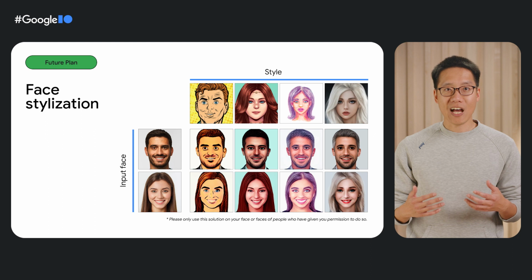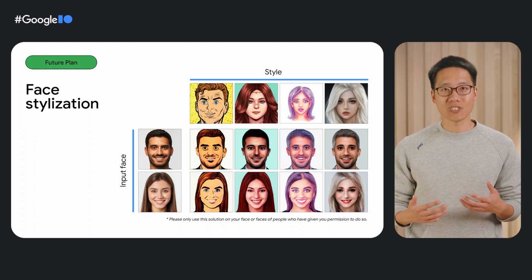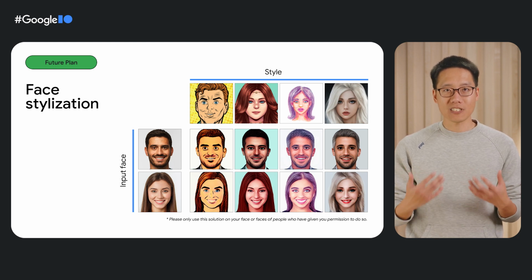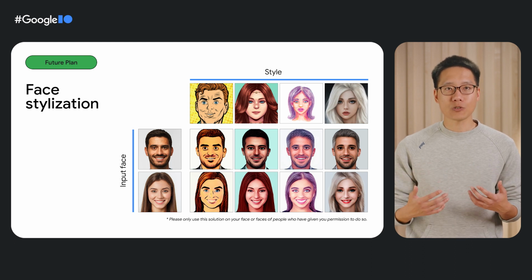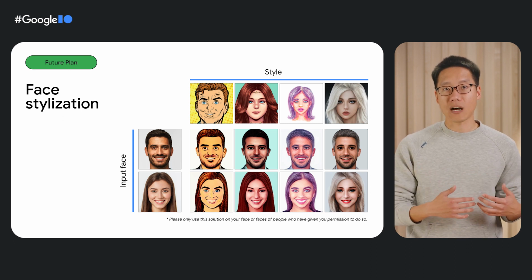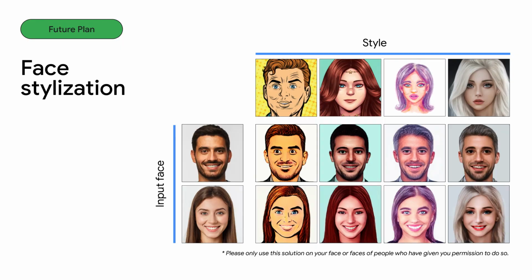We are excited to announce an experimental on-device solution that allows you to stylize faces in images. For example, you can use this solution to transform your photos into cartoon style. This solution supports customization, which means you can prepare a few style examples, such as anime faces, and use Model Maker to create a custom solution that can transfer any face to this style. Please only use this solution on your face or faces of people who have given you permission to do so.